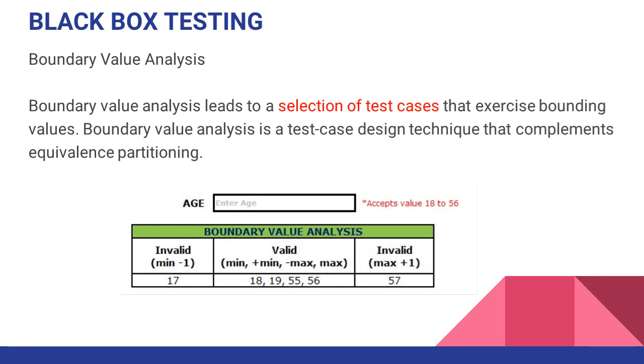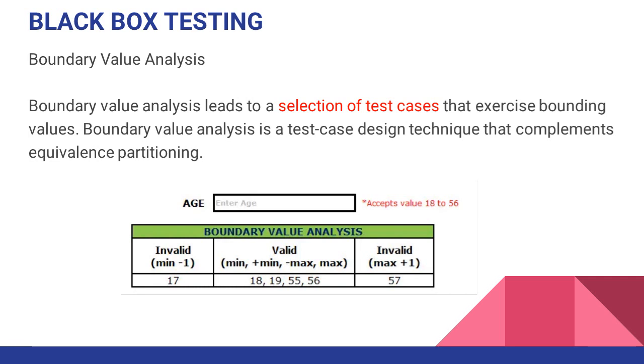Boundary value analysis leads to a selection of test cases that exercise bounding values. Boundary value analysis is a test case design technique that complements equivalence partitioning. Rather than selecting any element of an equivalence class, BVA leads to selection of test cases at the edges of the classes rather than focusing solely on input conditions. BVA test cases derive from the output domain as well.